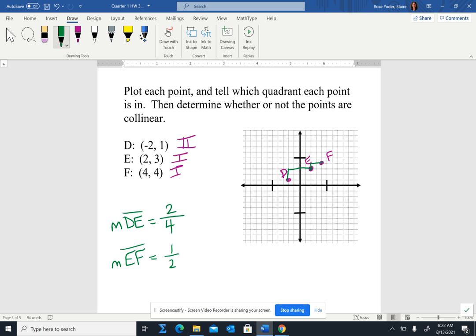So at first glance, they don't look like they're the same, but 2/4 can be simplified. I could go 2 divided by 2 is 1, and 4 divided by 2 is 2. 2 out of 4 is the same as a half. So see how the slopes are the same?